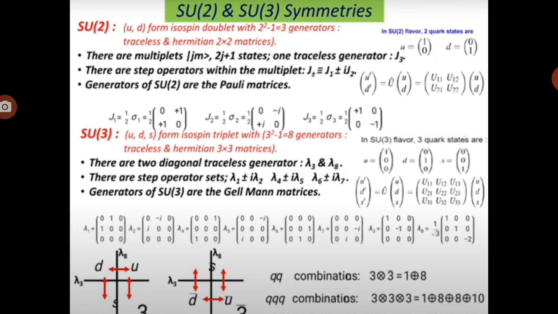So here, in SU2, the up quark and D quark form an isospin doublet. So this will give you 3 generators. Because you have 2 members, the number of generators is n square minus 1, so that is 3. So in the SU2 symmetry, or SU2 flavors, you have 2 quark states: U, that is the up quark with state 1 0, and the down quark with state 0 1. Okay, so the generators of this SU2 are the Pauli matrices.